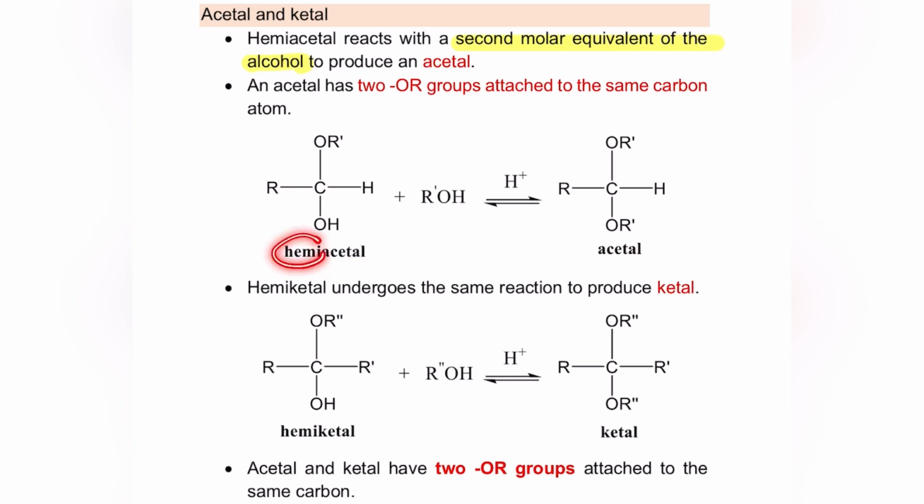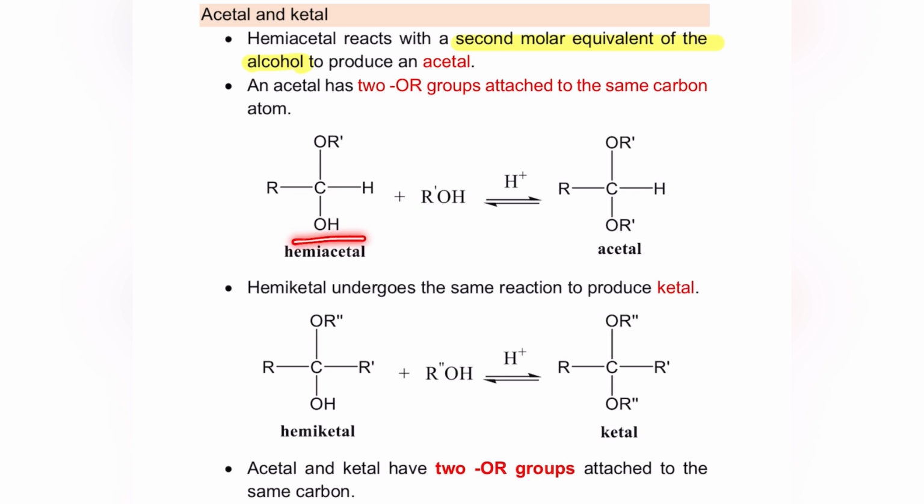So let's say acetal ni adalah produk yang terhasil daripada reaction hemiacetal. Kita buang perkataan hemi kat depan. So hemi adalah di mana kita ada OR dan OH at the same carbon. Tapi bila react dengan R OH, which is our alcohol in acidic condition, dia akan hasilkan dua OR groups attached to the same carbon. So how this reaction happen?